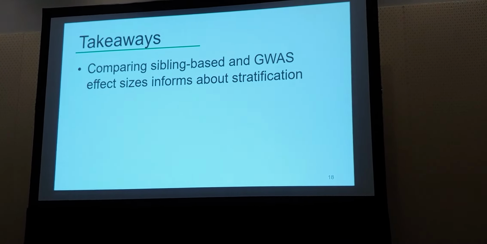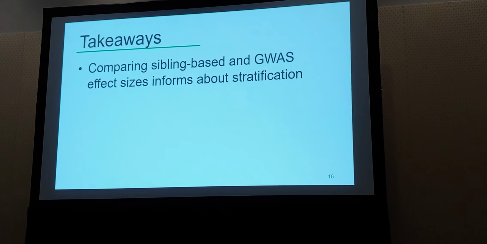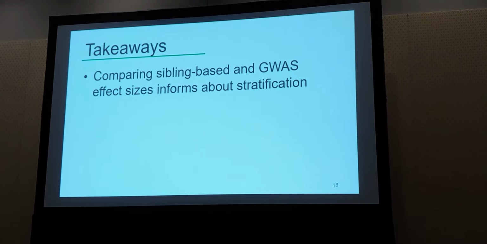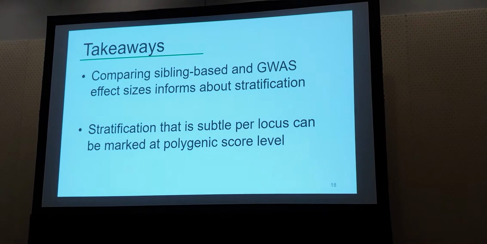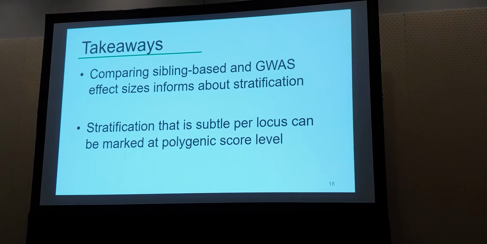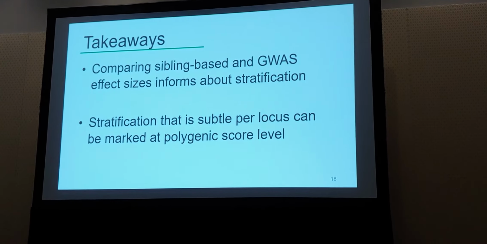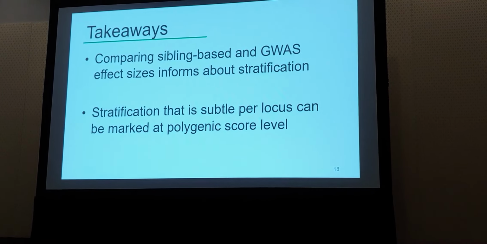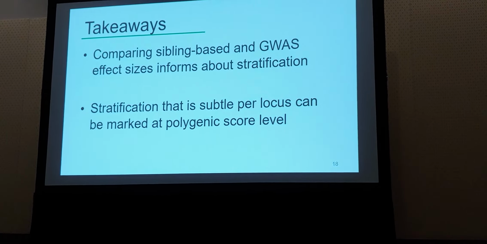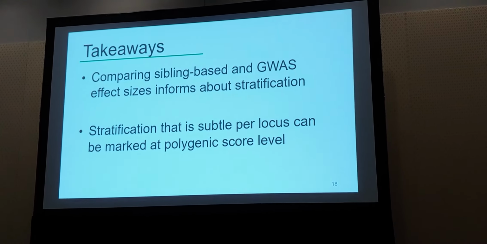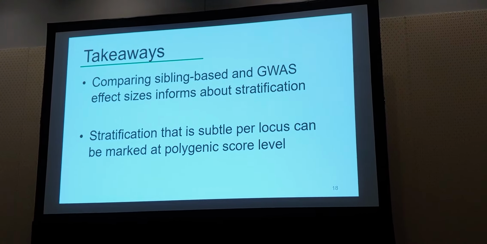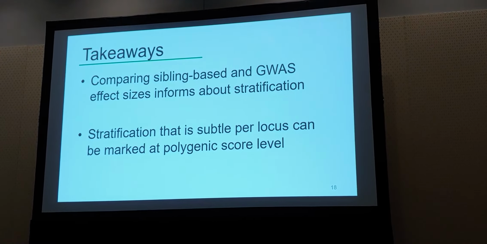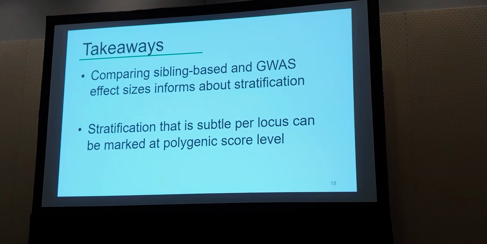So a couple of takeaways. I hope I've convinced you that comparing sibling-based and standard GWAS effect sizes will inform us about stratification. And also that stratification, even if it's very subtle at the per locus level, can really explain a lot of variance in a polygenic score. That's important not just for us when we want to look at selection on polygenic scores, but people want to use polygenic scores for all kinds of things, other research purposes and even policy purposes. So it's important to understand this stuff.